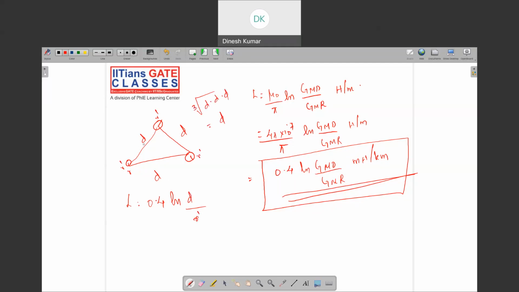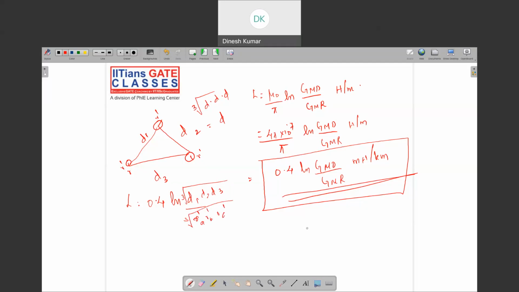Okay. So now assume that this is D1, D2, D3. So that will be the cube root of D1, D2, D3. Right. So assume the radius is different, something like RA, RB, RC. So that is basically the cube root of RA dash, RB dash, RC dash. Right. This is how you have to find it.